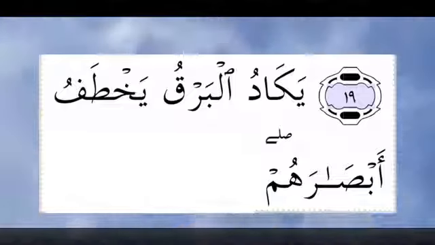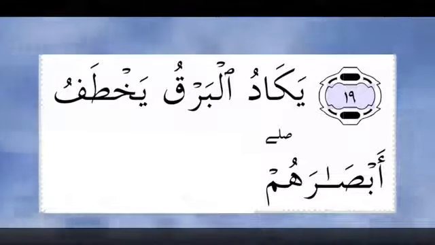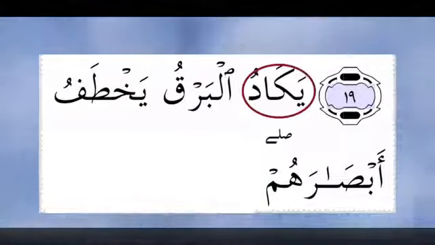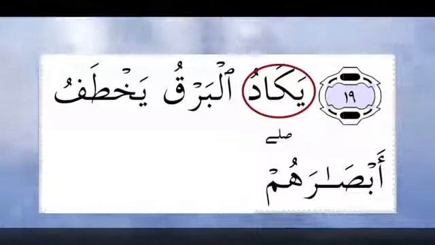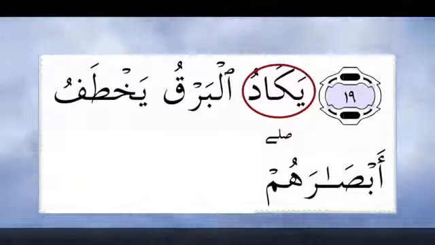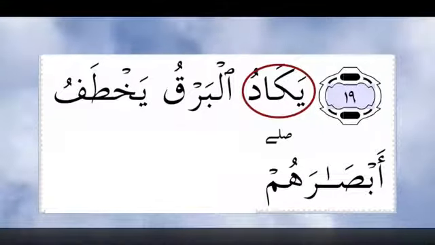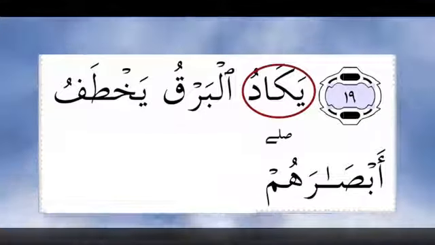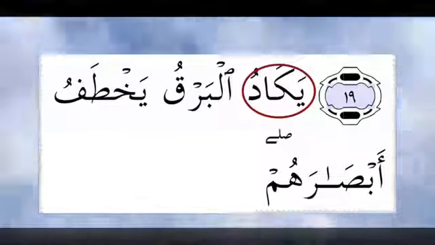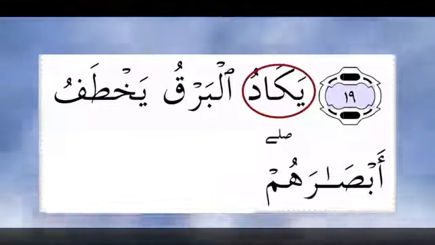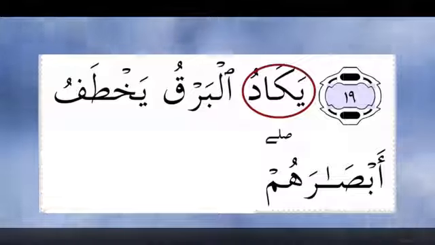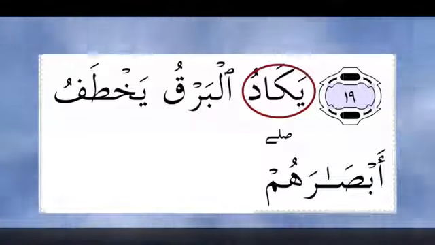So what's happening here? Yakadu is your fa'al, and this fa'al will have a fa'al naqis and it will have an ism. So al barqu, what does barqu mean? Lightning. So the lightning almost. So now we need to know the khabar. Almost what? So the khabar will be jumlatul fa'liya, and that jumlatul fa'liya will be mudari'.